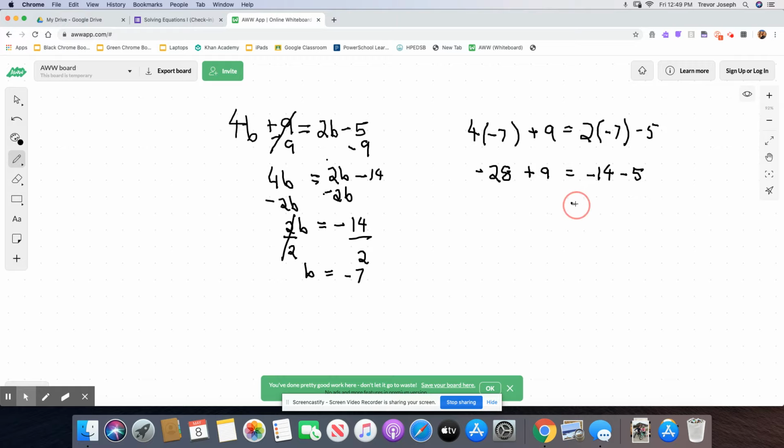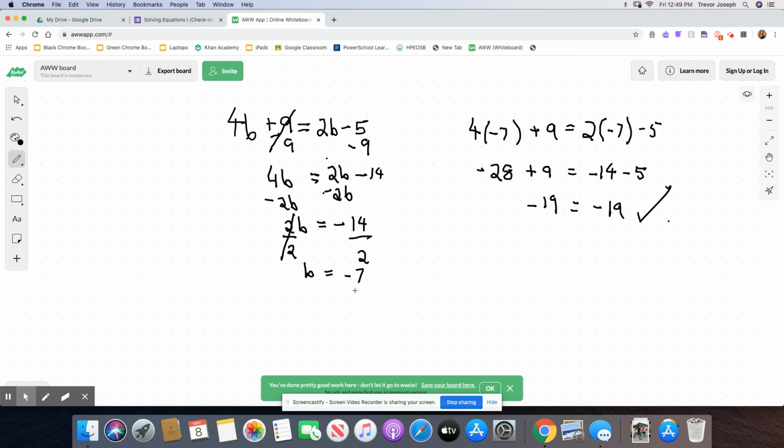So this number here has to be, when I add those together, negative 19. And negative 14, take away 5 more, is negative 19. So I just checked my answer, and it is correct. So b in this case must be negative 7.